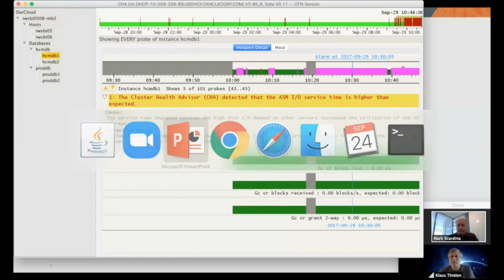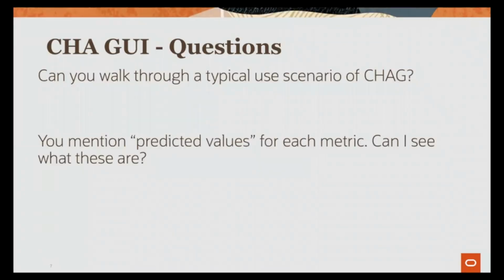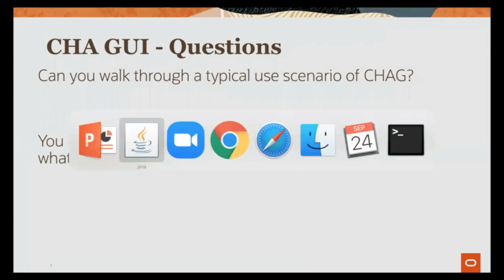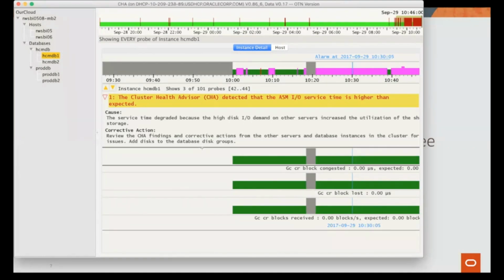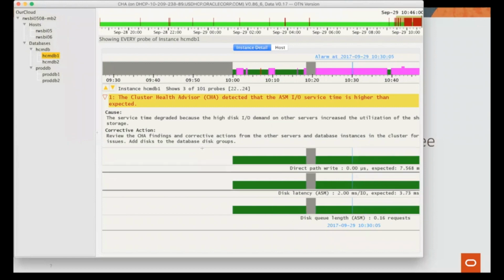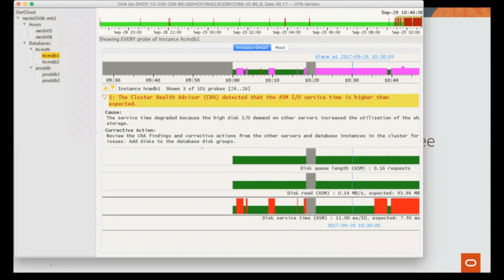So you mentioned the predicted values or expected values for each metric. Can I actually see what CHA thinks is the expected value over a period of time instead of at each individual moment? Yeah, could you have a look at the system again? Maybe you scroll a little bit up. You mean scroll like this? So stop. Here, for example, this is a nice example.